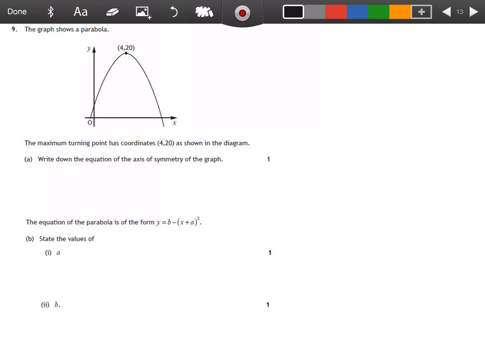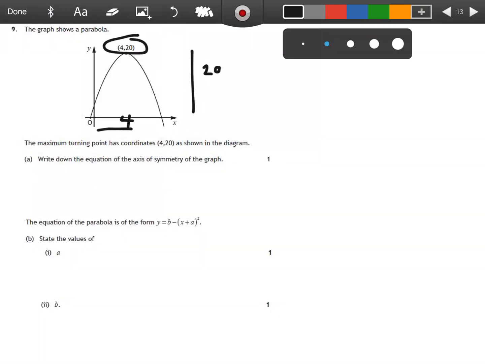We've been given the coordinates (4, 20). Remember (4, 20) means that you go along to 4, so that's number 4 there. And then it's 20 high, okay, so that's what the coordinates obviously indicate. Let me just change the thickness of the pen, right, that's better. So write down the equation of the axis of symmetry.